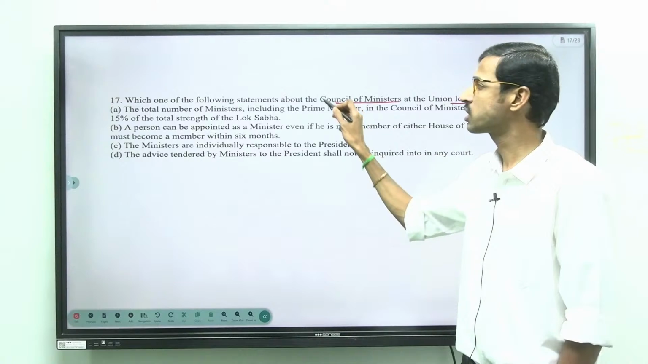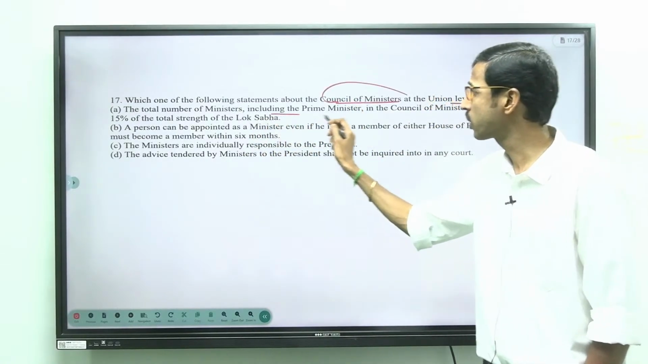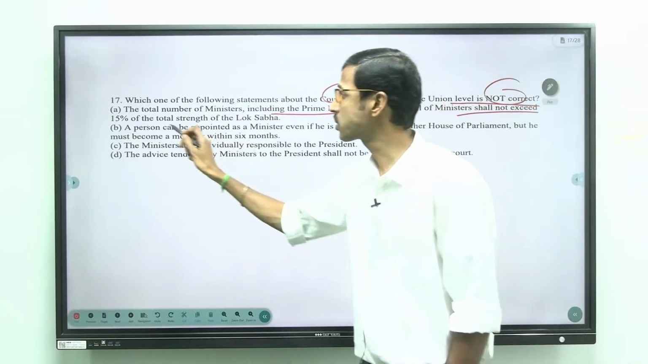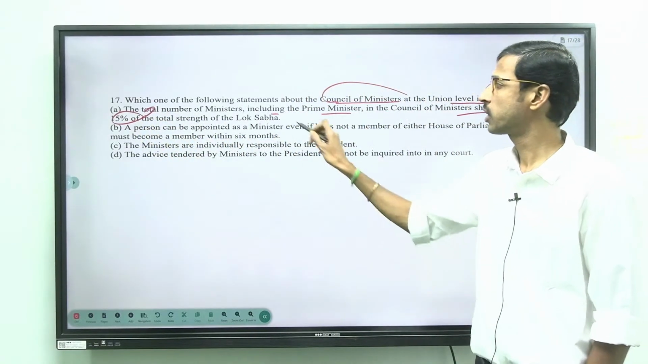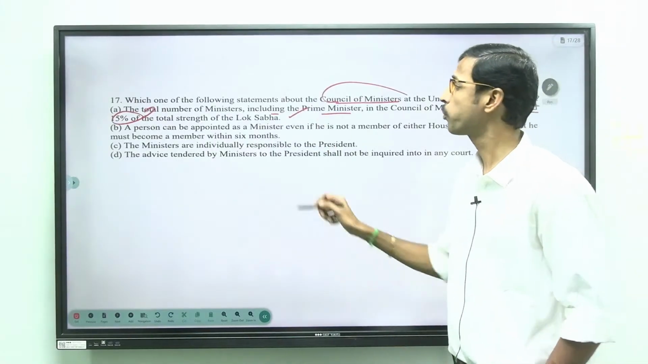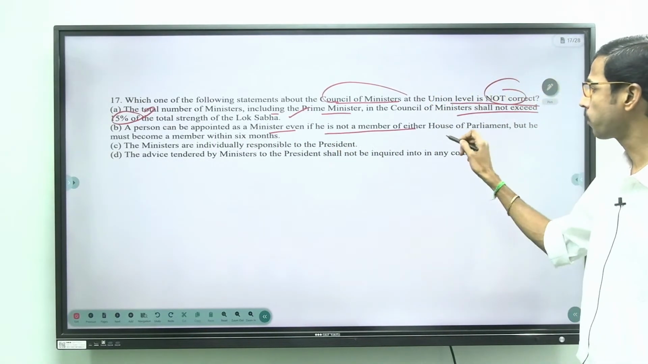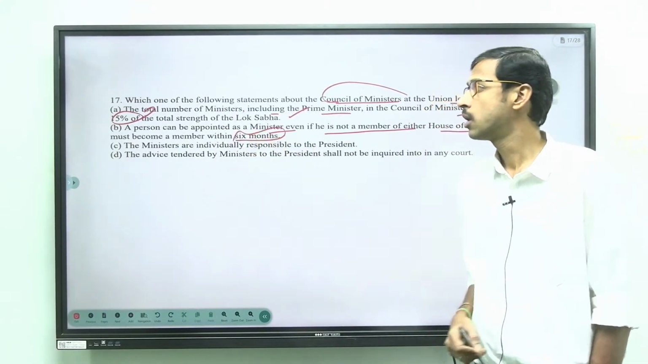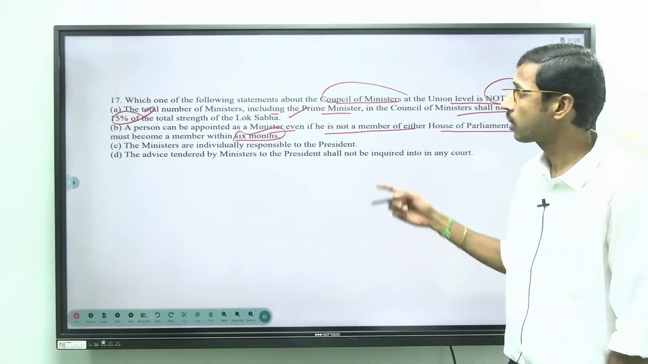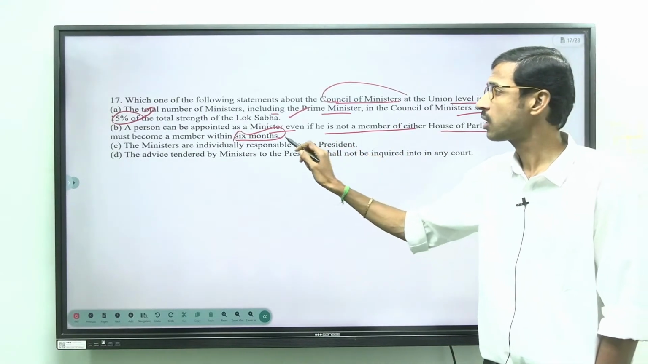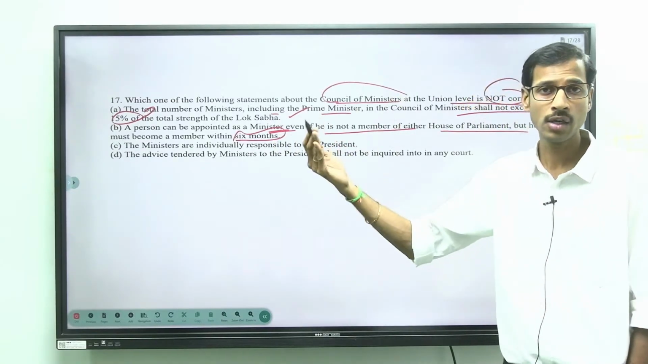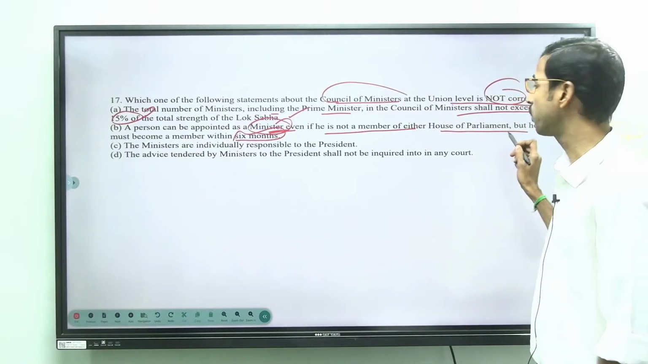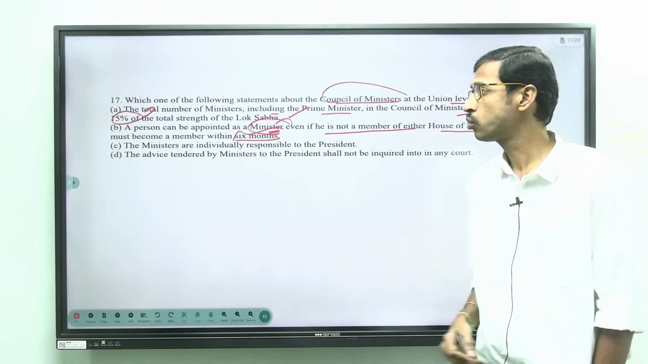Right, Council of Ministers. Relatedly, the total number of ministers including the Prime Minister and the Council of Ministers shall not exceed 15% of the total strength of the Lok Sabha. That is completely mandatory. A person can be appointed as a minister even if he is not a member of either house of the Parliament, but he must become a member within 6 months. If he is appointed as a minister, within a short time, meaning 6 months, he has to become a member, right?